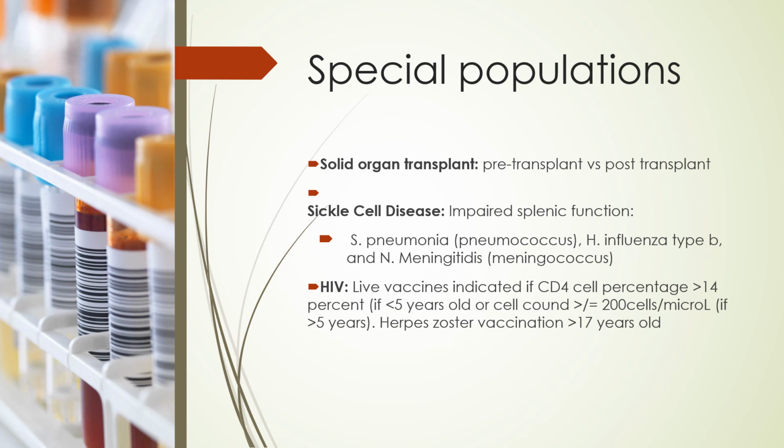For sickle cell disease, they have impaired splenic function, which puts them at risk for encapsulated organisms such as strep pneumonia, H. flu type B, and Neisseria meningitis, meningococcus. So we try to vaccinate them early and often. And for HIV, we can give live vaccines if their CD4 count is over 200 cells per microliter, and we also want to give them the herpes zoster vaccine if they're over 17 years old.